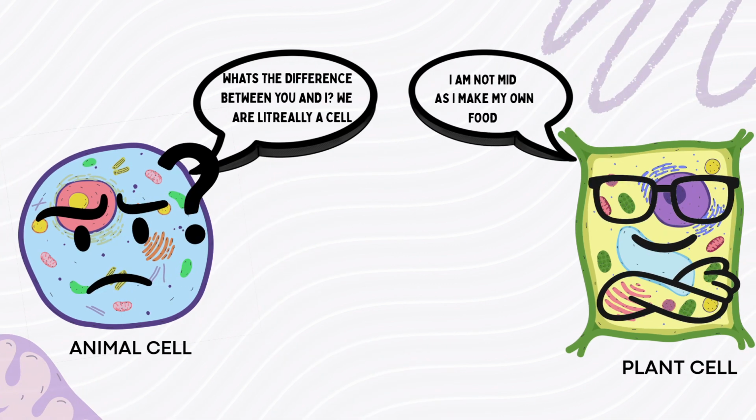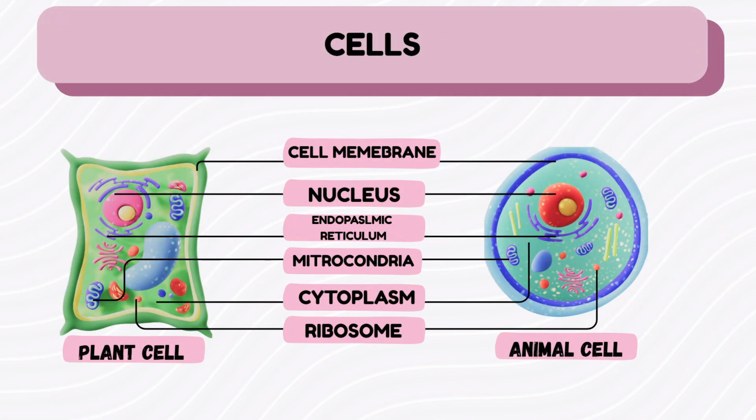Have you ever wondered if both plants and animals are made up of the same type of cells? What makes them so different? Why can plants make their own food while we can't? Let's dive in to know more. To start with, we will understand the similarities of both plant and animal cells and understand how each organelle works.